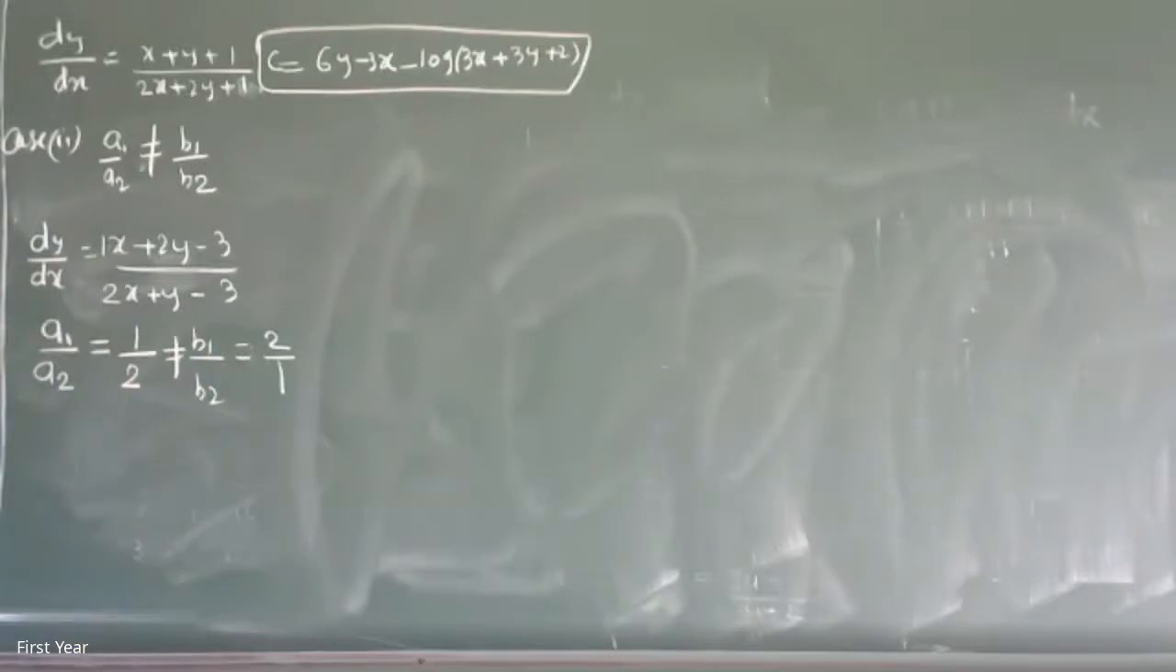2 by 1, 2 by 1. So they are not equal, and that's why I cannot find any common factor. So here we are going to do some substitution so that it becomes homogeneous. Just see how, okay? You listen to this question, second one you will try.